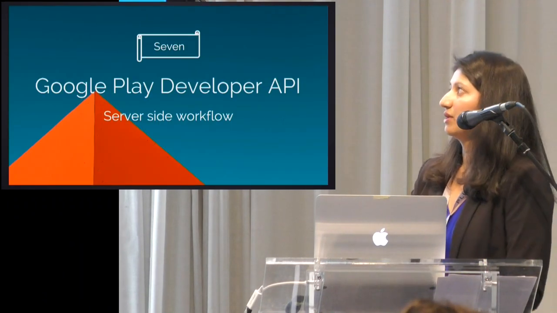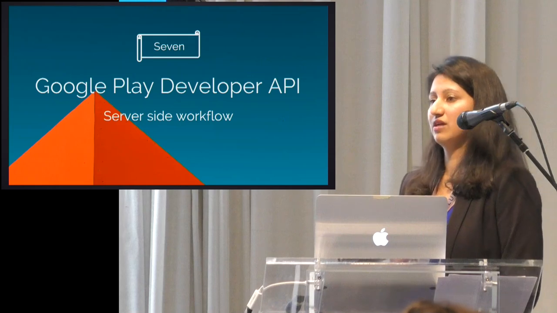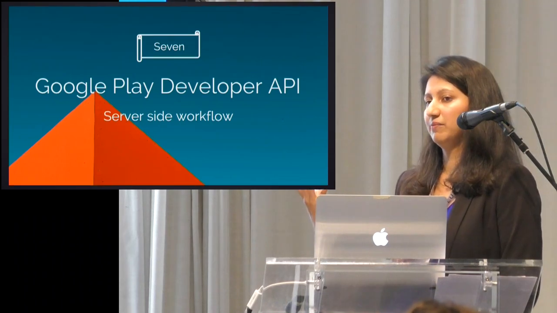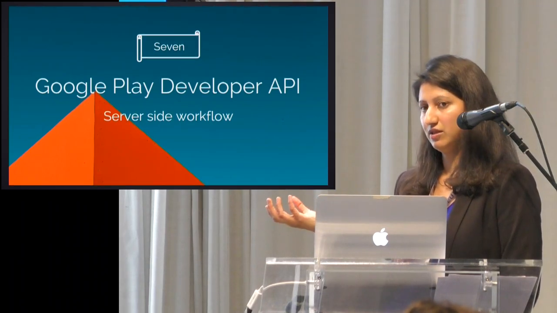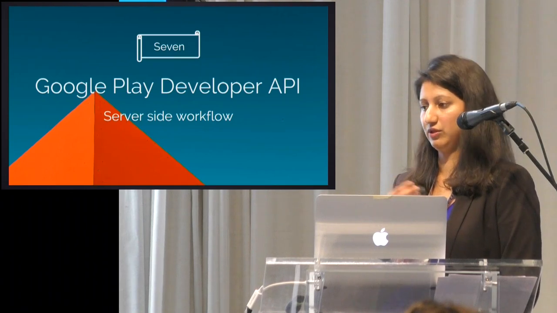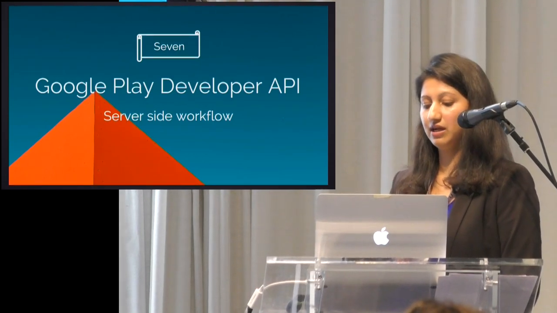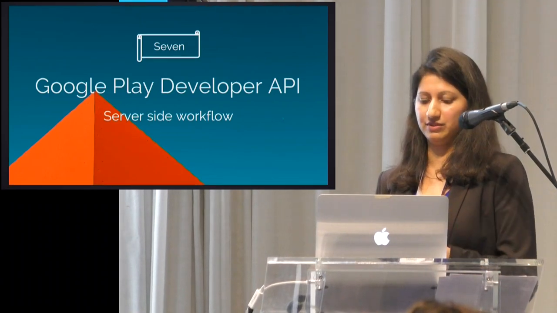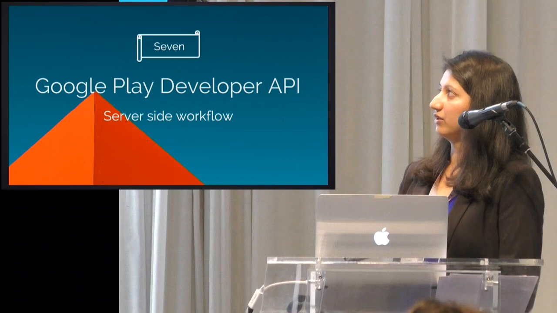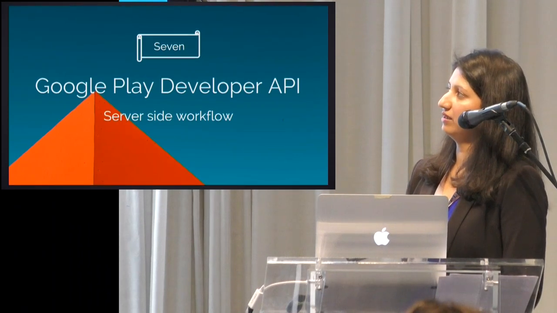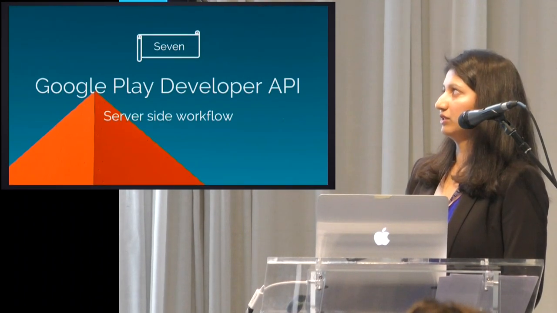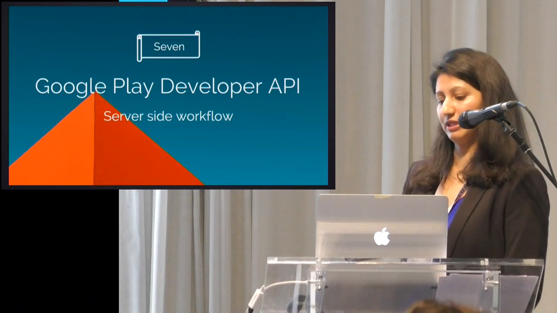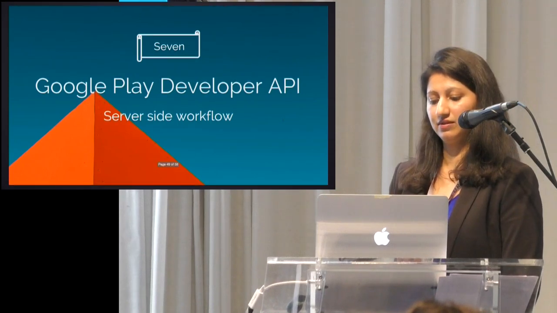So we're coming to the last part of this talk, which is how do we go about implementing this on the server side? So you have some information about your user, you have purchase response and everything, but how do you go about figuring out more information about this user's purchase? For that, we're going to make use of Google Play Developer API, which is an API provided by Google that lets you get more information about your user's purchases.